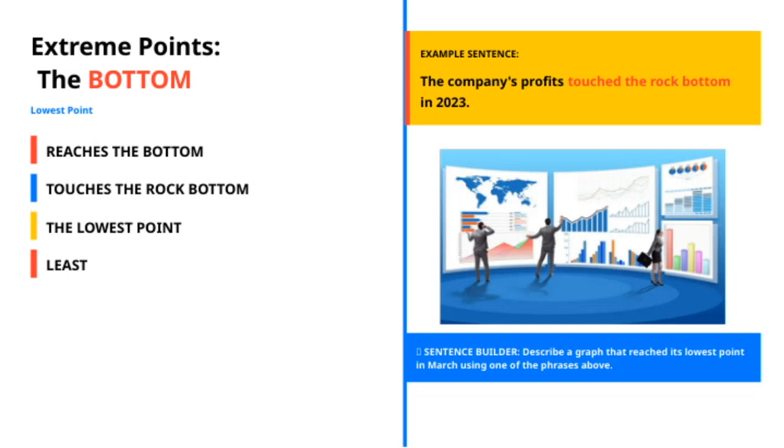In this slide, we're focusing on a specific point in our data where the company's profits reached their lowest level. As you can see, the company's profits touched rock bottom in 2023. This is a key moment because it indicates the worst performance period within that year. When analyzing graphs like this, it's important to identify these extreme points, as they help us understand the challenges faced during that time. Recognizing when the lowest point occurs allows us to investigate what factors contributed to this dip and how we might address similar issues moving forward.